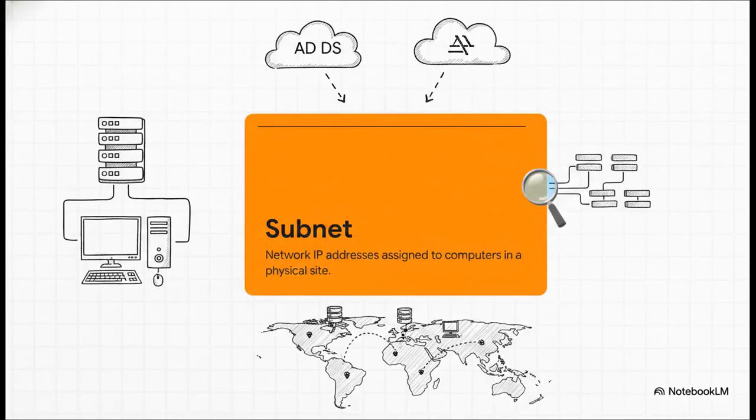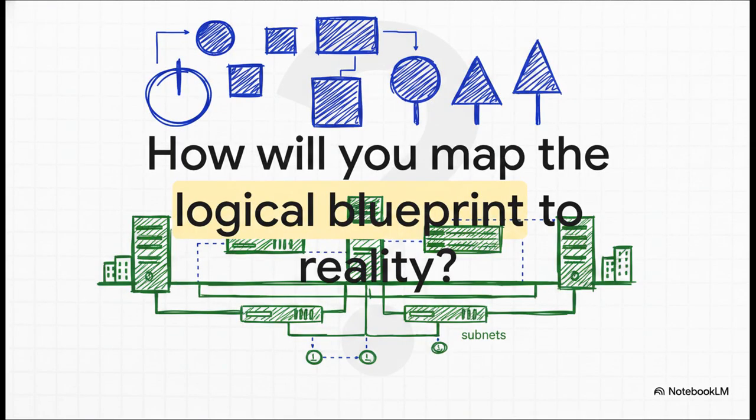But how does ADDS actually know what physical site a computer is sitting in? Well, to tell ADDS exactly which physical site a computer belongs to, we use subnets. A subnet is simply a portion of your organization's IP addresses. By mapping raw IP addresses directly to those physical site containers, the system always understands the physical reality of where a machine is located.